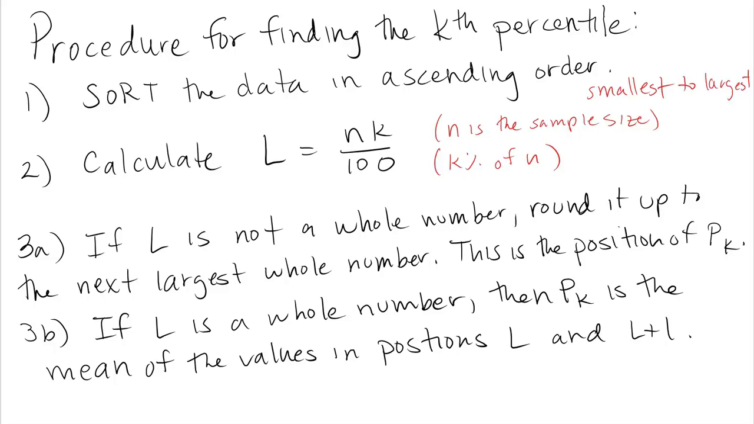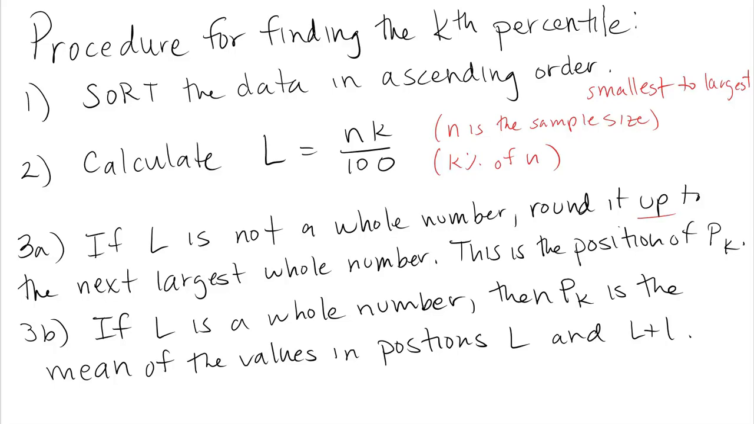Now we go to a third step. That step is broken into cases. Sometimes L comes out to a whole number, and sometimes it comes out to a number with a decimal ending. It's actually easier when L is not a whole number. If L is not a whole number, then you round it up to the next largest whole number.